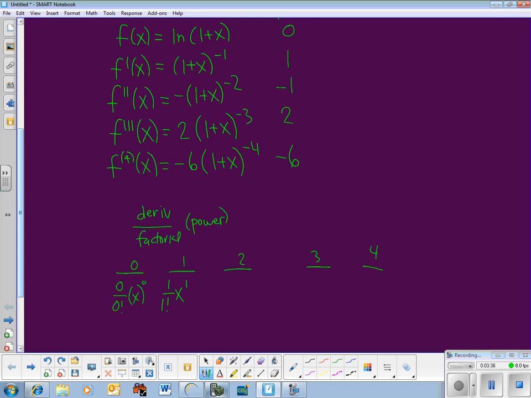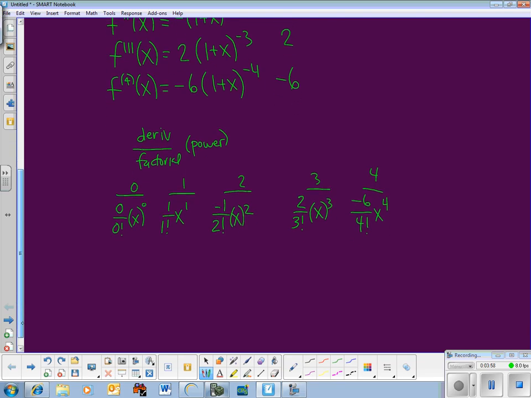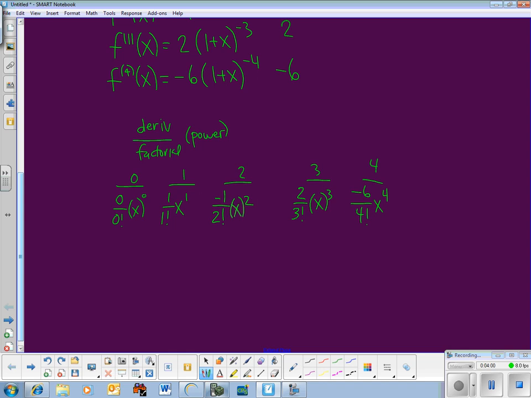Okay, so next, my derivative is negative 1, my factorial is 2, my power is 2. The third degree term, my derivative is 2, my factorial is 3, my power is 3. And then negative 6, 4 factorial, x to the fourth. Okay, so let's clean that up and make it a nice, neat polynomial. We could write it P sub 4 of x, meaning the fourth degree Taylor polynomial. The first term's completely gone. The second term is just x. I guess you could call that the first term. The 0 term is gone.